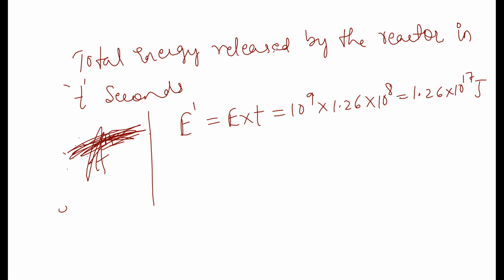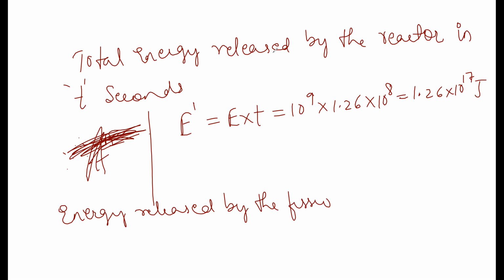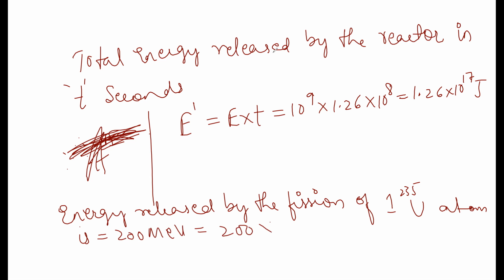Next, energy released by the fission of 1 uranium-235 atom. How much energy does it produce? It produces 200 mega electron volts. Converting that, 200 into 1.6 into 10 to the power of -13 gives 3.2 into 10 to the power of -11 joule. So we converted the energy into joules.